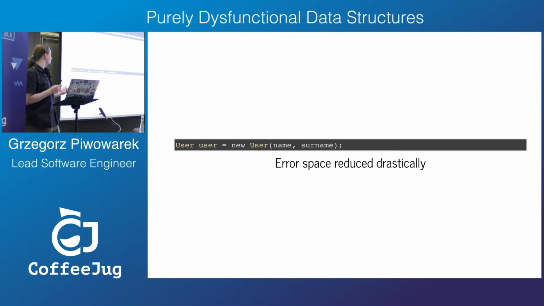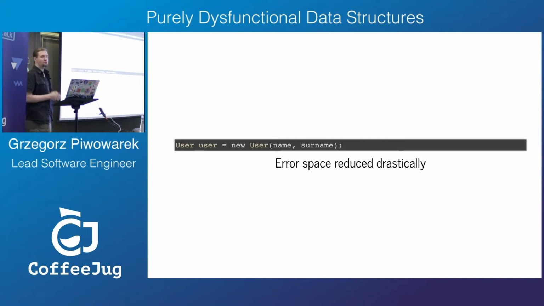Because there is not that much you can ruin while you have a public API, a public constructor, and immutability. Even if you want to change something with the user, you would need to create a new copy of the user containing the changes, and not change the object that's being passed around the whole code base.